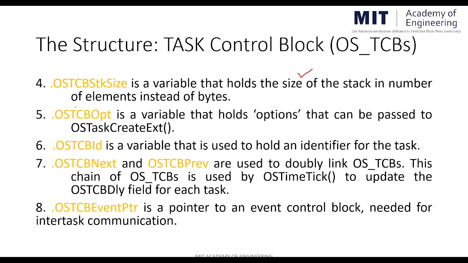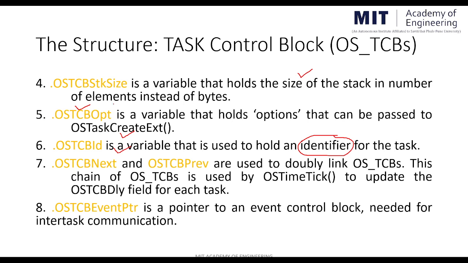Then the next structure member is OSTCBOpt, the variable that holds options that can be passed to the OSTaskCreateExt function. Then the sixth member is OSTCBId. This is a very important variable, used to hold the identifier of the task. Now in this MuCOS2 version, this identifier location is empty and not used; it is kept for future use.